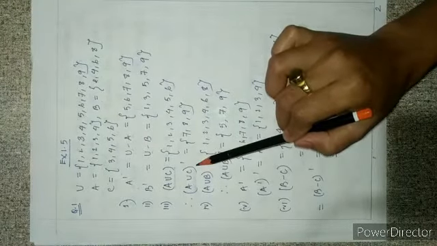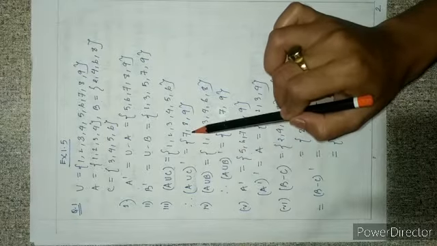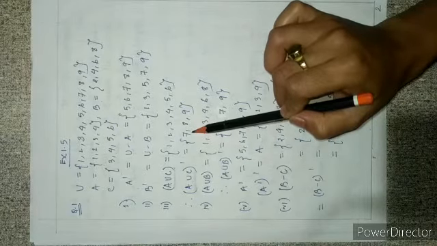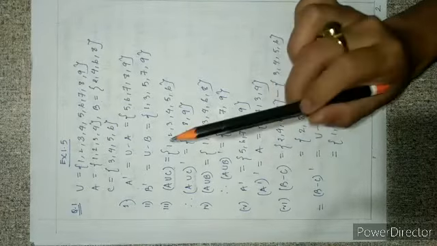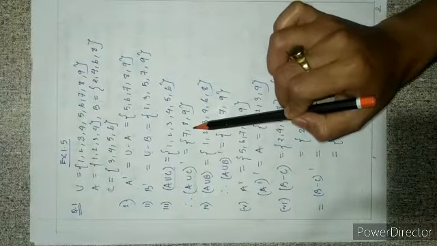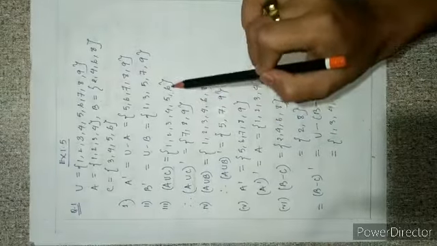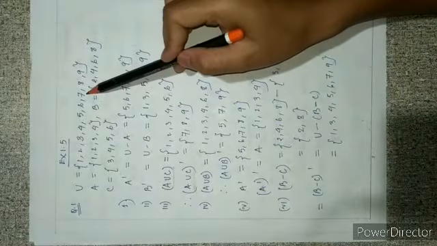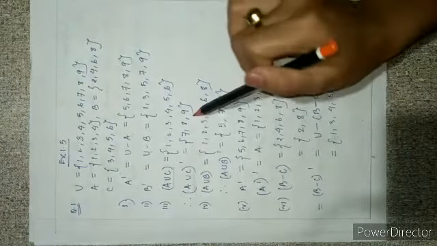Then find the complement of this expression A union C. It will be equal to universal set minus A union C. From U, removing A union C, that is 1, 2, 3, 4, 5, 6, the remaining elements are 7, 8, 9.